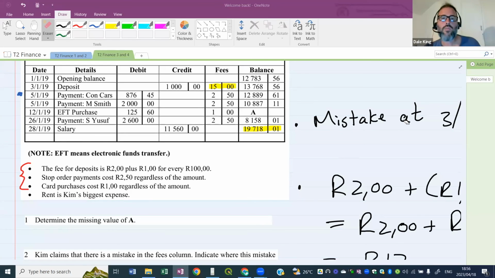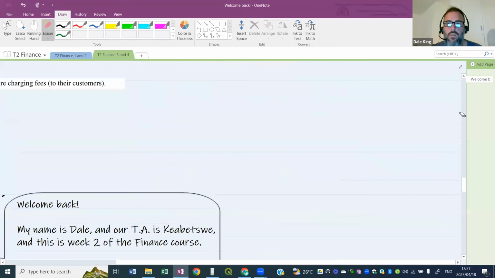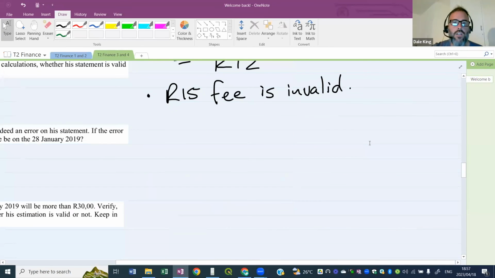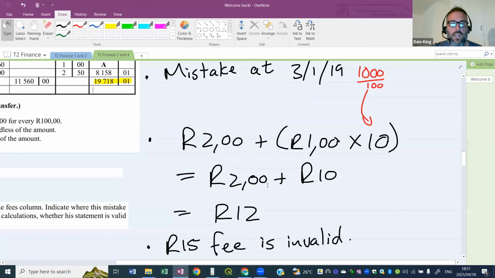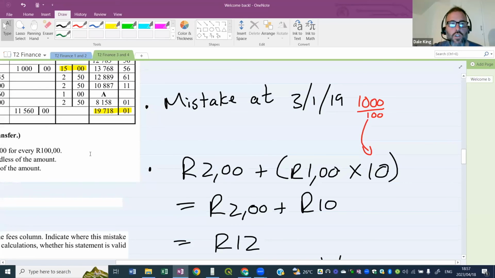So the 3 comes from, if you look at the fees here in yellow, it's 15 rand. And we did a calculation here to check that 15 rand because we said there's a mistake. Here's the calculation. We checked that it should actually be 12. That was the previous question. So then how does this change? It should be 12. It was 15. Now we're changing it to 12. How does this person's balance at the end of the month change? Does it increase by 3 or does it decrease by 3?